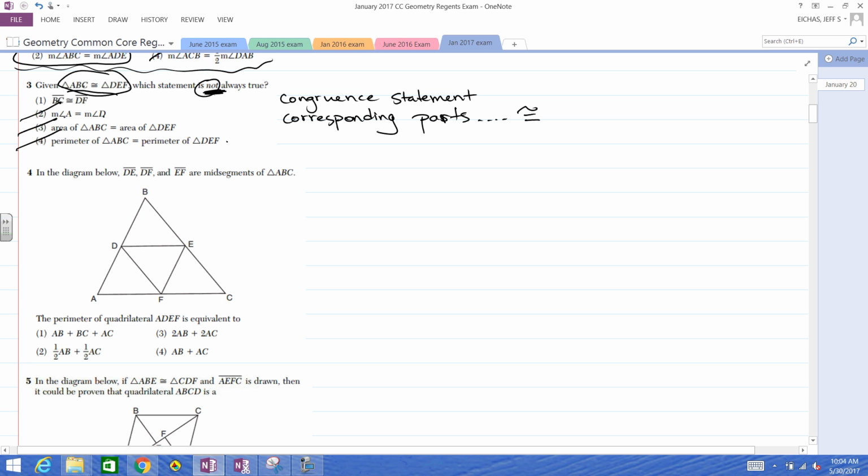Maybe it's this one. BC is... Okay, BC is not corresponding to DF. If you look, those are the second and third letters in our statement. D and F are the first and third letters. They're not corresponding. All right.